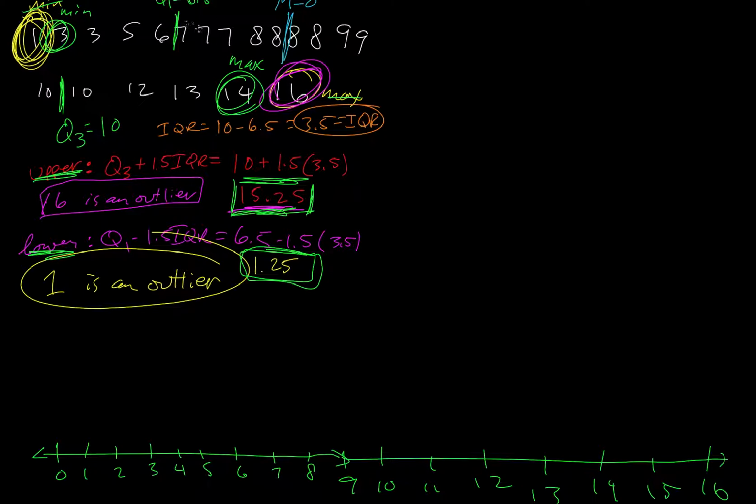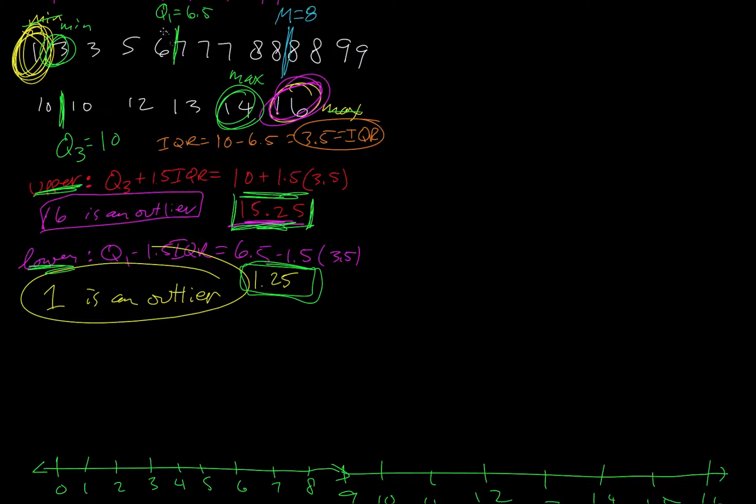Okay, so our box goes from Q1 to Q3. So Q1 was 6.5. And then it goes to Q3, which is 10. And we mark our median, which was 8. And then we go to our max and our min. So our min now was 3. And then our max was 14.